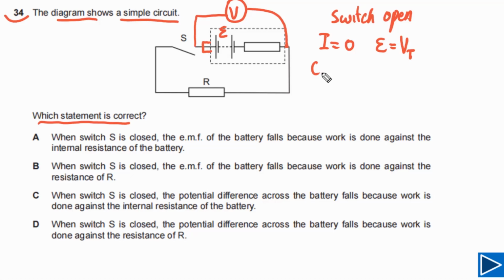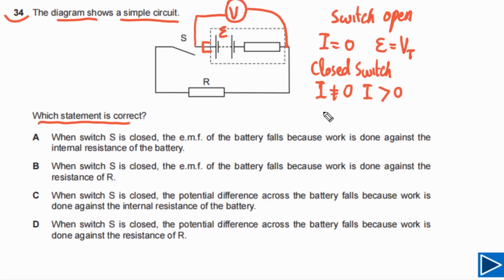And the second case, when the switch is closed, there will be current in the circuit, meaning current will not be equal to 0. In the first case, current is equal to 0 because the voltmeter has very high resistance, so for ideal cases we can assume that current is equal to 0. In this case, current will not be equal to 0. Current will be greater than 0.